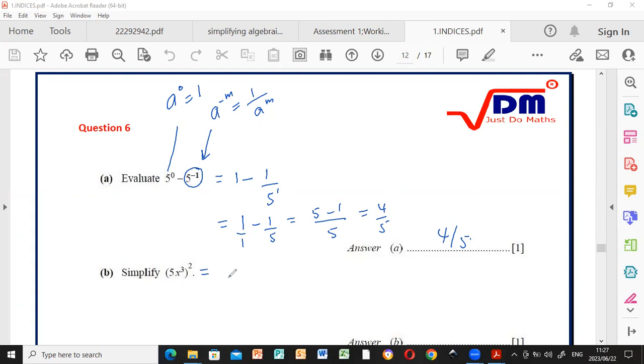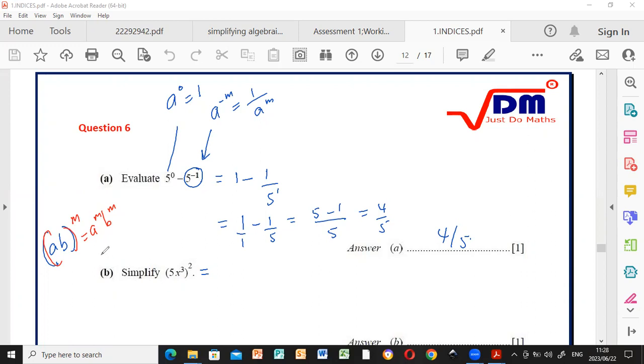The next question, you say 5 times x cubed, everything is to the power of 2. There's a law which says when 2 or more numbers are multiplied together and raised to a certain power, what you need to do is to raise each number to that power. Like here, if a and b are multiplying each other and raised to a certain power, you need to raise each number to that power.